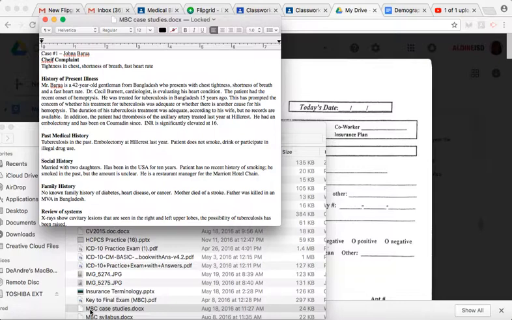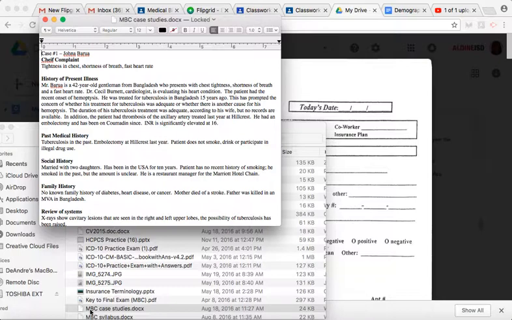The patient had the recent onset of hemoptysis. He was treated for tuberculosis in Bangladesh 15 years ago. This has prompted the concern of whether his treatment for tuberculosis was adequate or whether there is another cause for his hemoptysis. The duration of his tuberculosis treatment was adequate according to his wife, but no records are available.